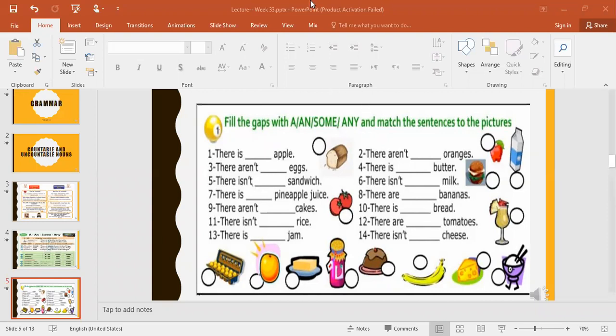Number 9. Can I do it? Yes, Ali, sure. There aren't any cakes. There aren't any cakes. Very good. Number 10. Yalla, quickly, please.